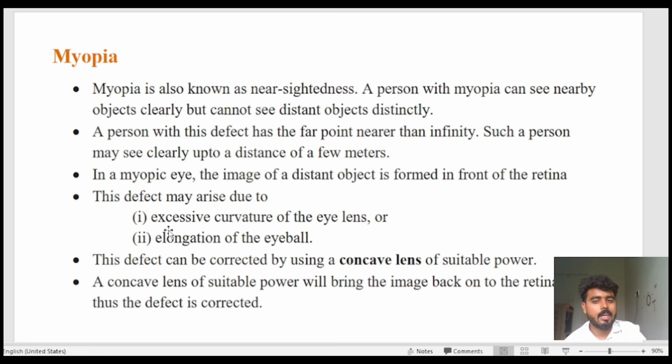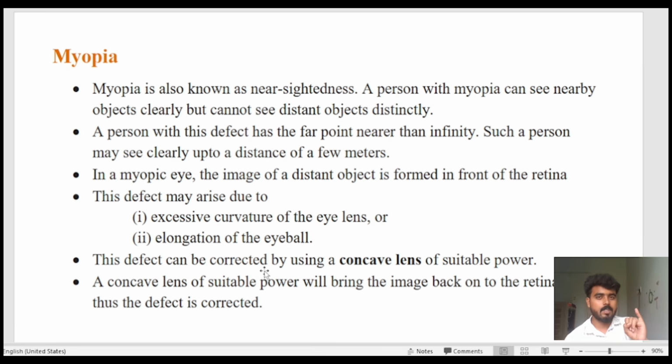What are they? Excessive curvature of the eye lens and elongation of the eyeball. These are the two reasons. Then how to correct this defect? By using a concave lens of suitable or appropriate power. How to correct myopia? By using a concave lens of suitable power.